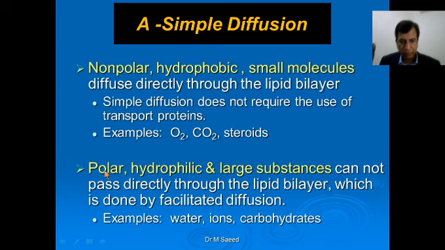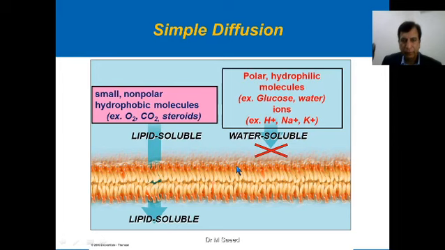Polar, hydrophilic, large substances cannot pass directly through the lipid bilayer, which is done by facilitated diffusion. Examples are water, ions, and carbohydrates. You can make your concept regarding why the plasma membrane does not allow all the substances to move into the cell.